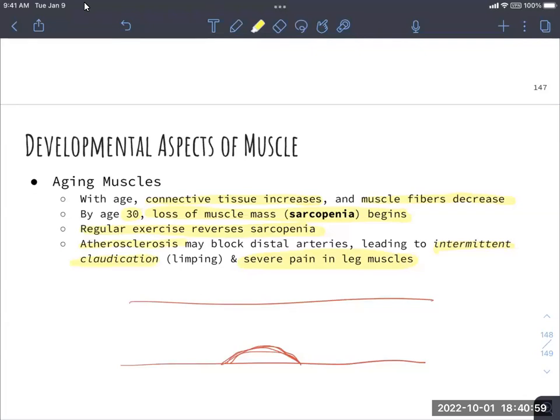We talked about exercise with our bones. Now we talked about how exercise can help us with our muscles.